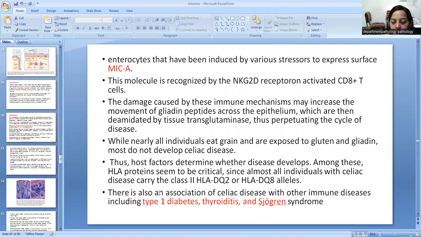While nearly all individuals eat grain and are exposed to gluten and gliadin, most do not develop celiac disease. Thus, other factors determine whether disease develops. HLA proteins seem to be critical, since almost all individuals with celiac disease carry the class 2 HLA-DQ2 or HLA-DQ8 alleles. There is also an association of celiac disease with other immune diseases, including type 1 diabetes, thyroiditis, and Sjogren syndrome.